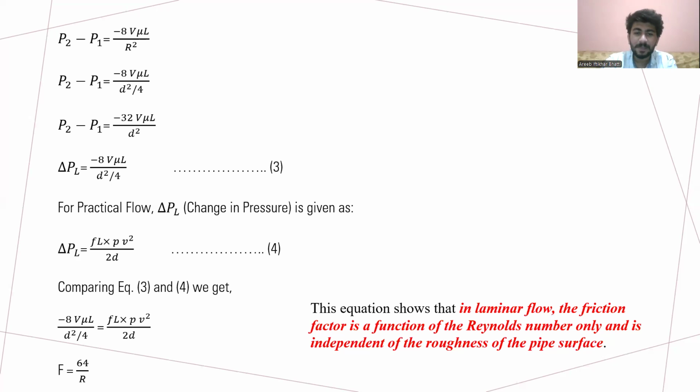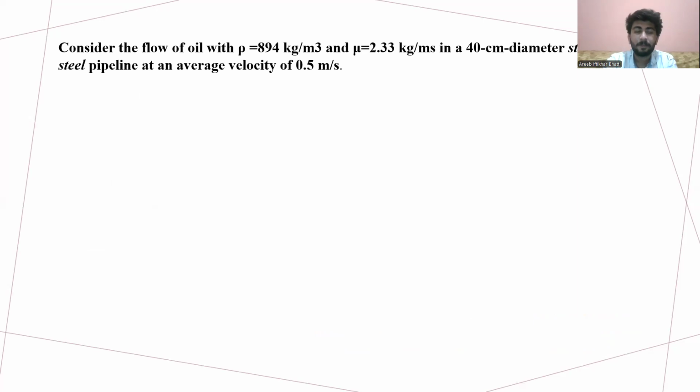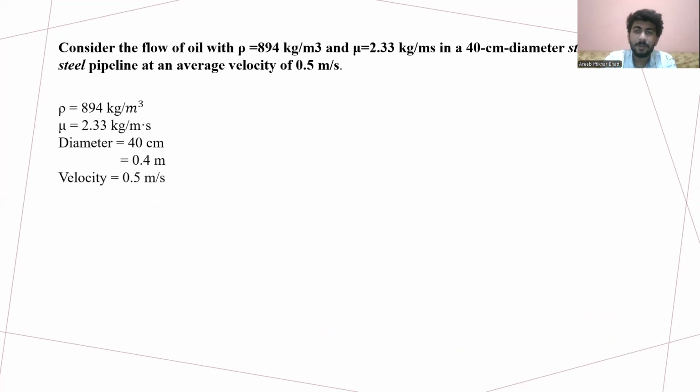So, in order to get a better understanding, let us solve a problem. In this problem, we are given density equal to 894 kg per meter cube, and we have the value of mu equal to 2.33 kg per meter second, and we have diameter equal to 40 centimeter. We have to convert it into SI unit. In SI, it is meter, so we get 0.4 meter. And we have velocity equal to 0.5 meter per second.